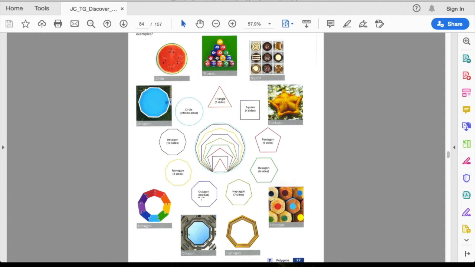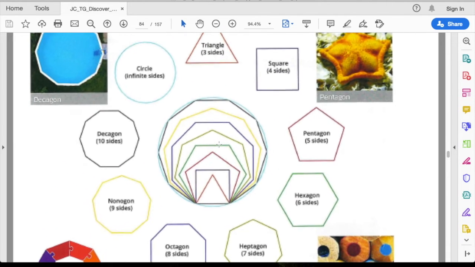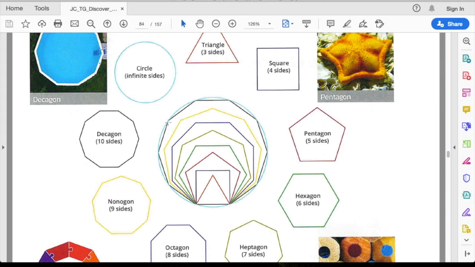We have an octagon, which we're going to use quite a bit, and then we have our nonagon, decagon, and a circle. Now, the circle is an interesting one because you might say there's no straight edges in a circle, okay? But if we zoom in on this a little bit, as the polygons get more like a circle, if you were to keep adding numbers of sides, so that's with 10, if you were to put 100 sides on a polygon, it would start looking very like a circle.